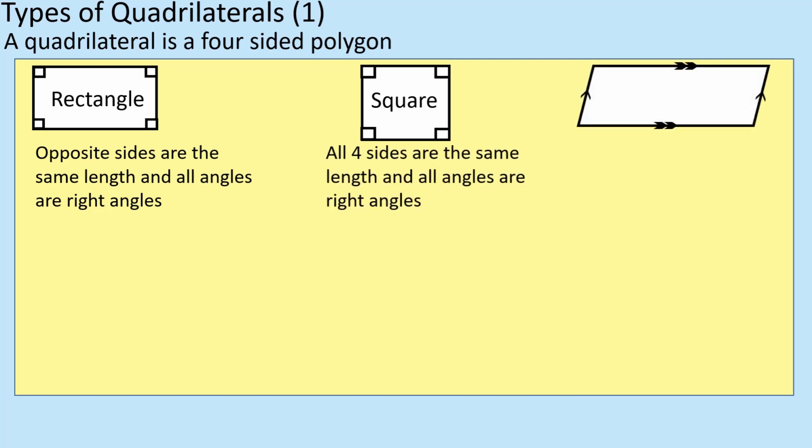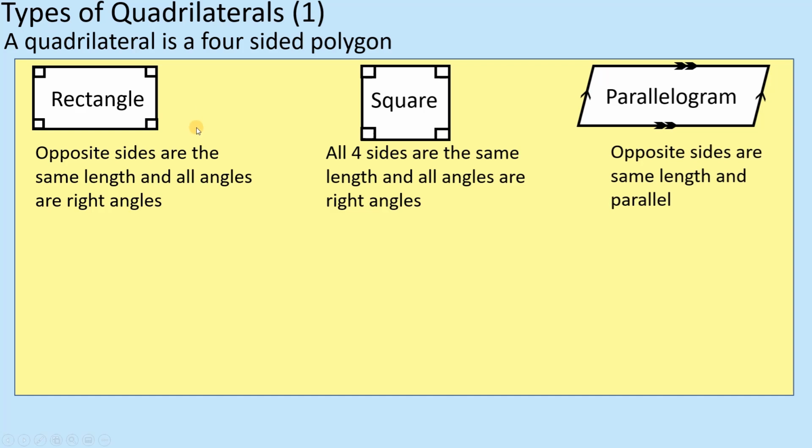This one, you've got two sets of parallel sides, but there are no right angles involved. That's a parallelogram. It's also worth noting that this angle and this angle are both the same, and this angle and this angle are both the same. So that's worth noting.